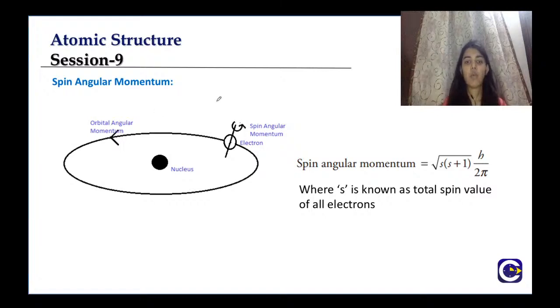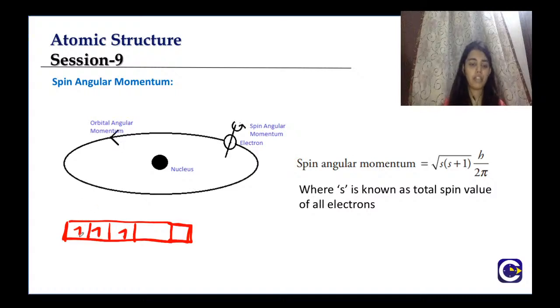the spin angular quantum number will be having a value of root s into s plus 1 h by 2 pi, right? Where s is the total spin value. Now we will understand what is basically the total spin value. See, here if you see, let us say, for the time being I am saying that this is a d subshell, consisting of 5 orbitals. So I place one electron here, one electron here and one electron here.